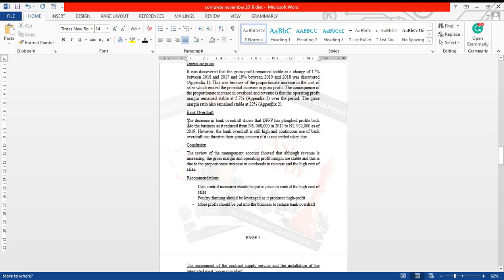Then the bank overdraft, so we commented on it. We also saw that the bank overdraft was actually increasing. Yes, it was decreasing rather. It was decreasing because it was 6 million plus in 2017, but as at 2019, it was 1 million plus. That means the company was actually settling their debt and plugging profit back into the business, but they still need to do more. They still need to wipe away all their bank overdraft. So we just discussed that a bit.